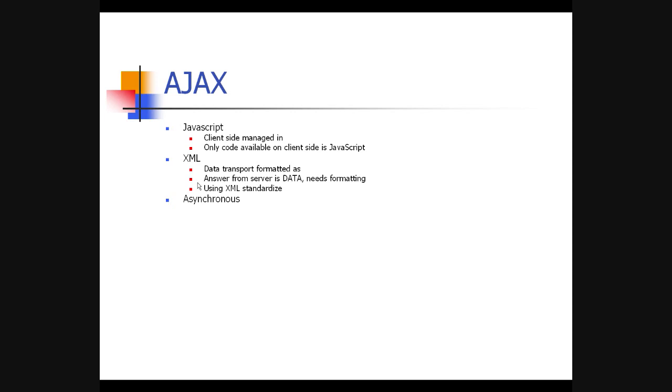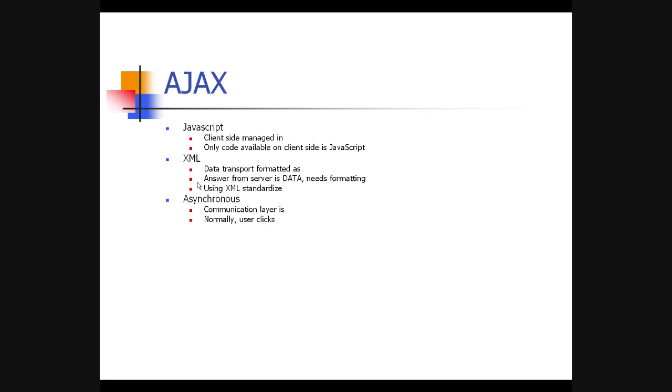Now, why asynchronous? Well, that's a little more complex. Up to this point, JavaScript and XML are two very standard ways of doing things. Now, asynchronous is the communication part. The basic Ajax communication layer is asynchronous. What does that mean? Let's talk about the non-asynchronous case first.